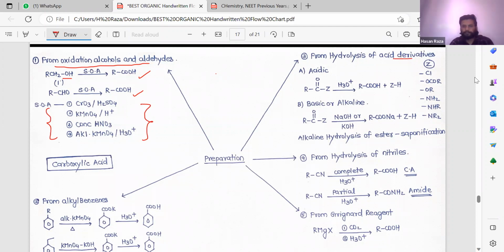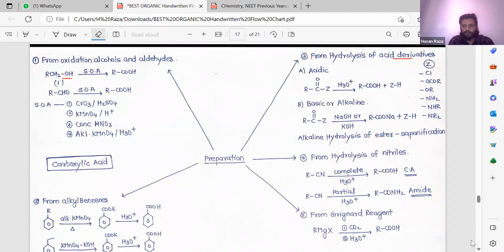What is CA here? In the hydrolysis of nitriles. Wait a minute, on the right hand side? From hydrolysis of nitriles, are you asking? The CA part. Oh, I got it, CA, it's carboxylic acid, right? Carboxylic acid. Yes, sir, it was just short. Okay.